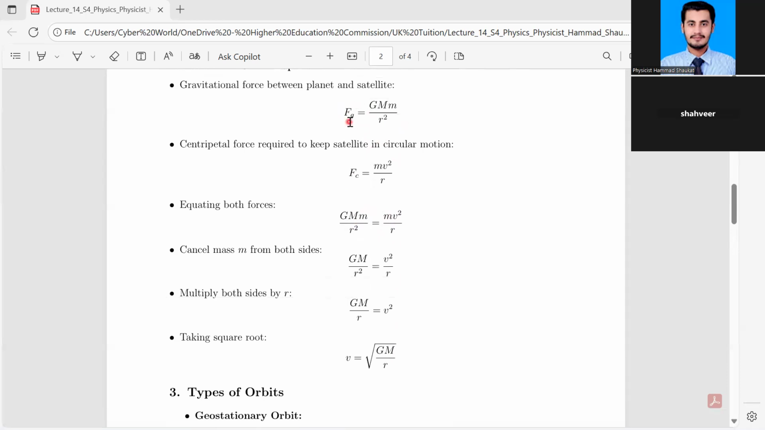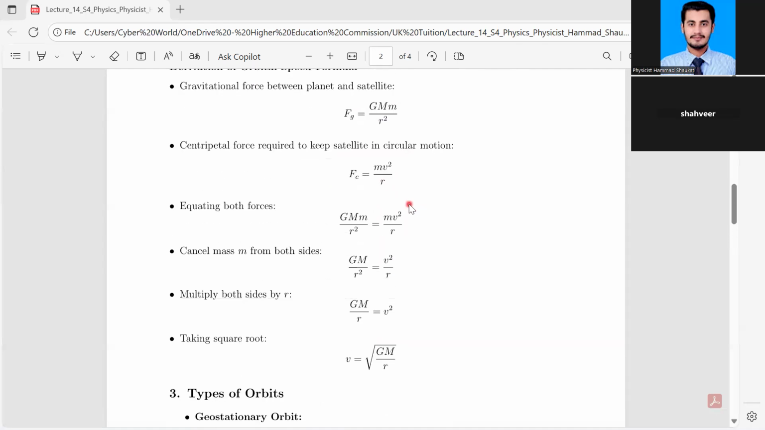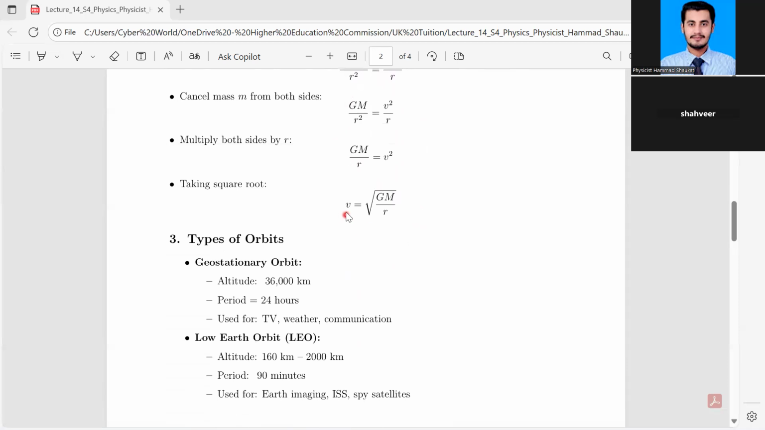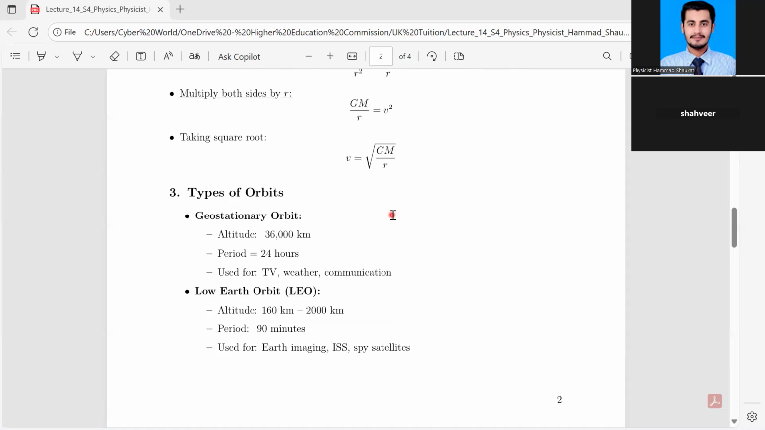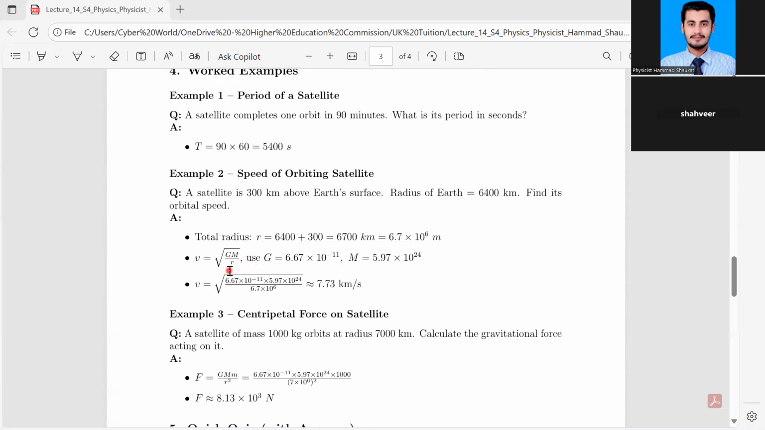This is our gravitational force formula. But what is our orbital speed formula? Here is our orbital speed formula. We don't take this force, but we take this formula, which is V equals the square root of capital G, which is the gravitational constant, multiplied by capital M, which is basically the mass of the Earth, divided by R. R is the total distance between the satellite and the object. So we have to take this formula. So R is given.